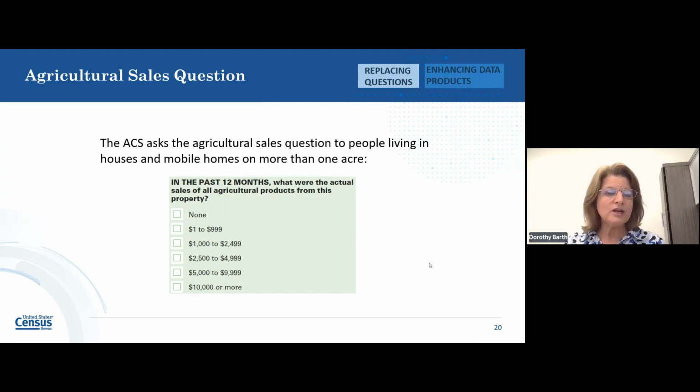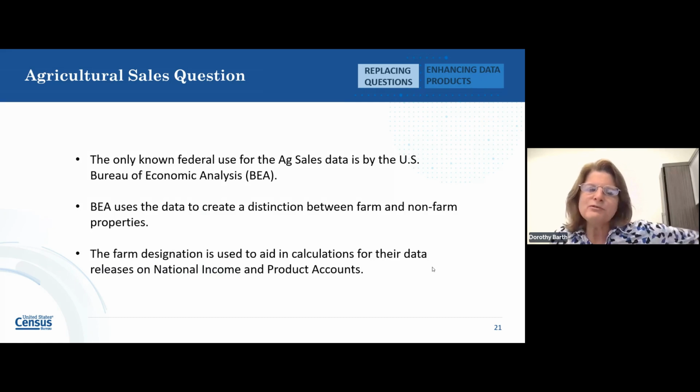The next project we're working on is the agricultural sales question. This question comes directly after the acreage question, and the question appears here on the screen. We just ask of people living in houses and movable homes on more than an acre if they have any agricultural products on sale at the property. The only known federal use for this data is the Bureau of Economic Analysis uses it to create a distinction between farm and non-farm properties for their data releases on national income and product accounts.